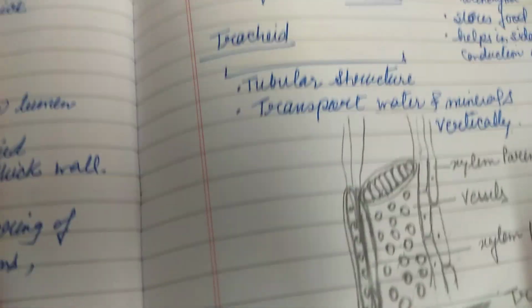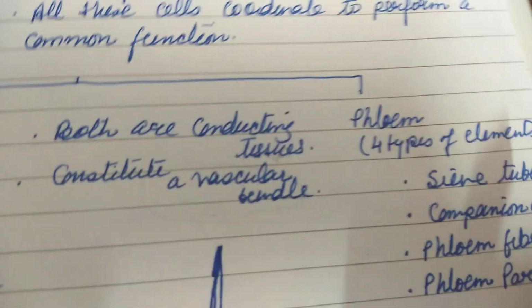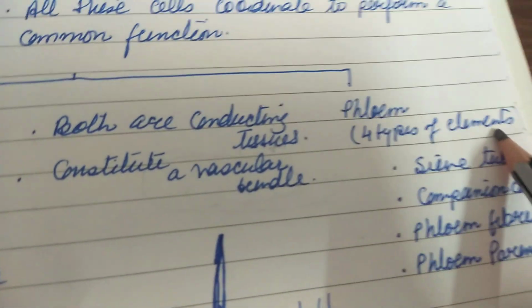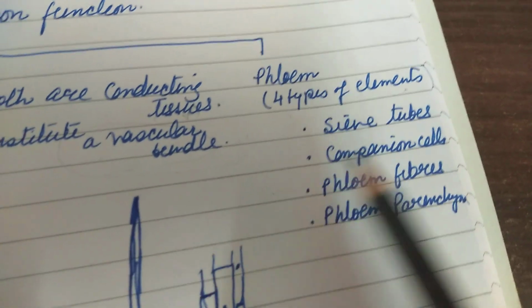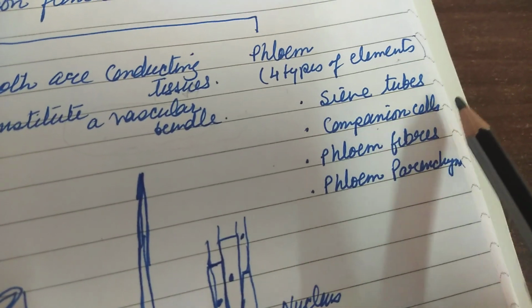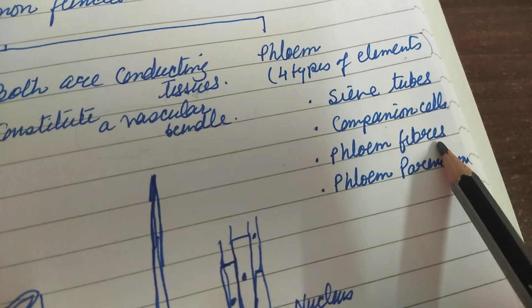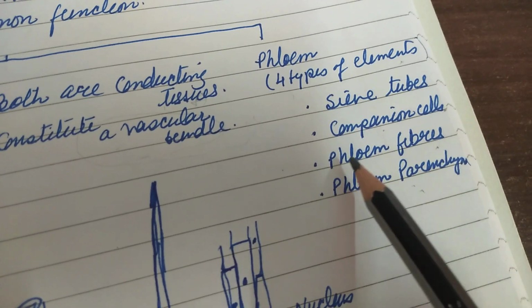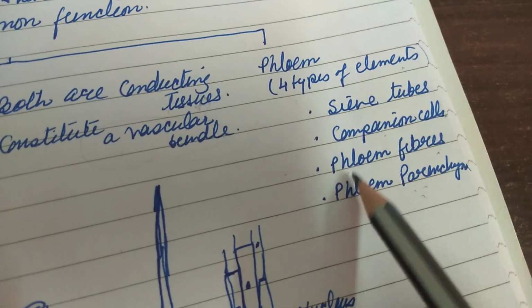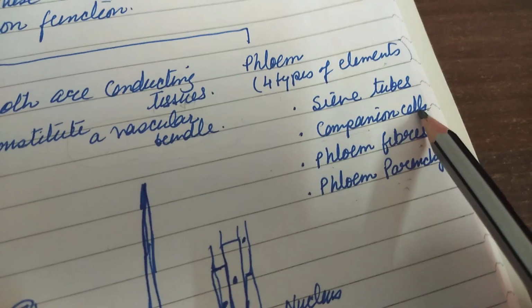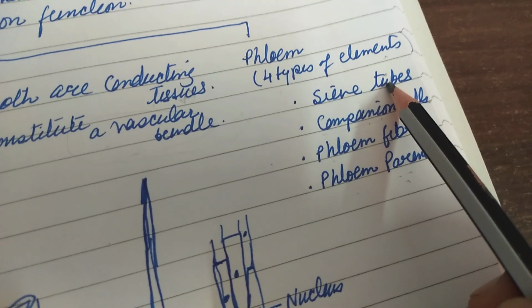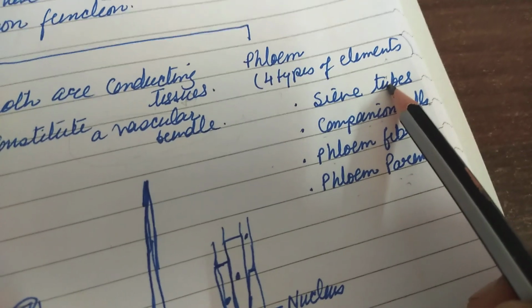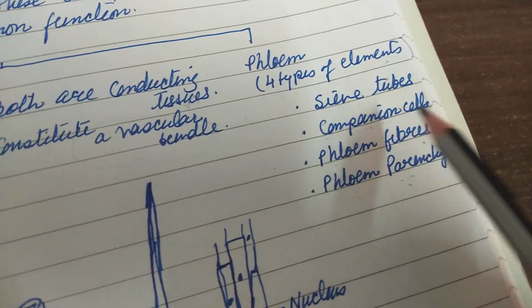So another complex permanent tissue is phloem. In phloem also there are four types of elements. These are sieve tubes, companion cells, phloem fiber and phloem parenchyma. In the same way as xylem fiber and xylem parenchyma, there are phloem fiber and phloem parenchyma, and the difference comes in these two elements. In xylem there are tracheids and vessels; here there are sieve tubes and companion cells.